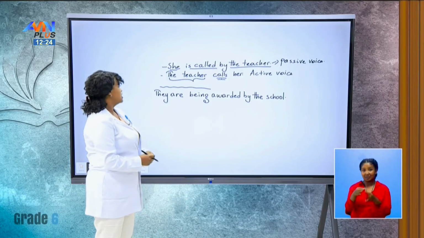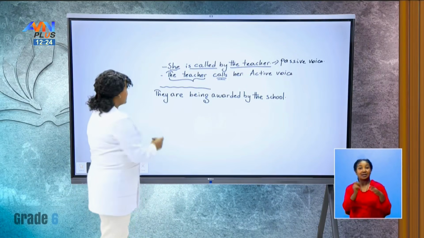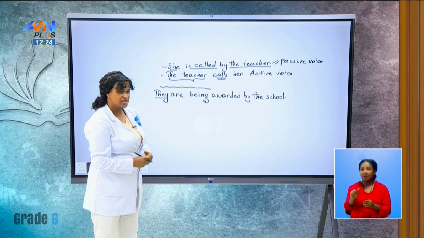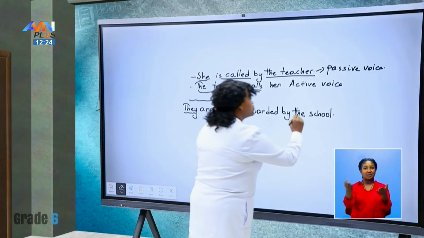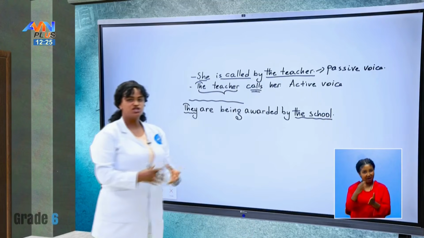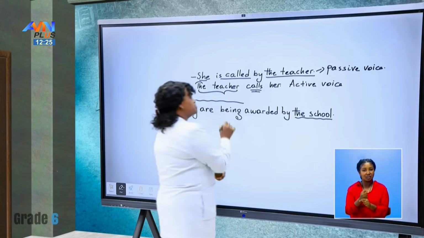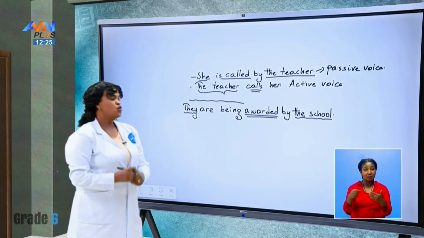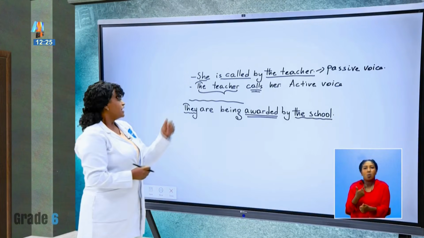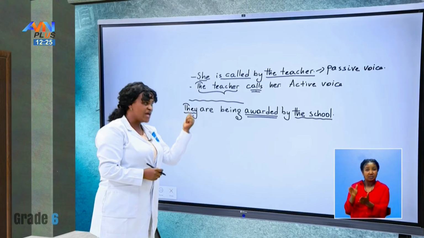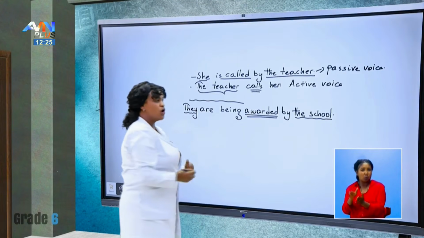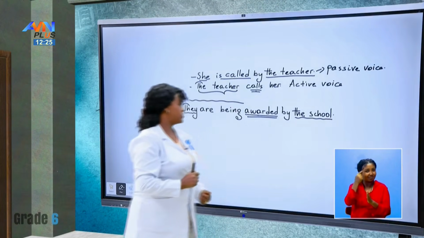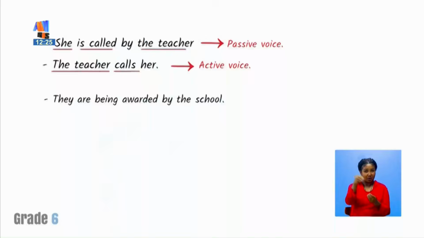Look at this sentence. The subject of this sentence is they. Very good. They, right? How about the object? The object here is the school. And the action is being awarded. Now, who awarded who? Is it those that we call they that perform this action, or is it the school? Let me give you a few seconds and think about it, all right? And I will add some more, okay?